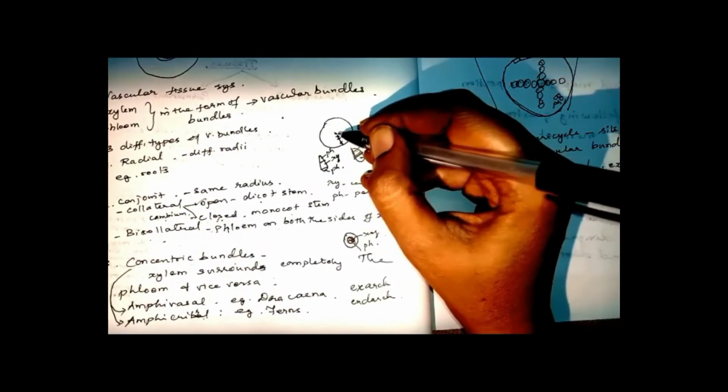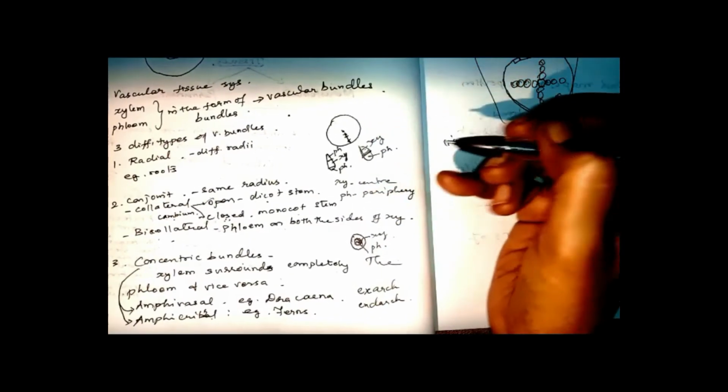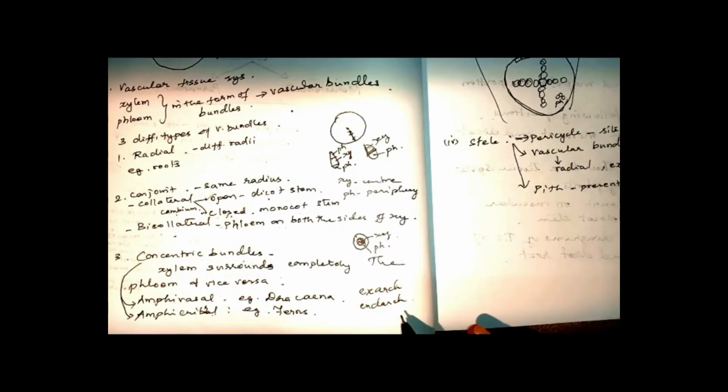When the protoxylem is towards the center, we call it endarch, and when the protoxylem is facing towards the periphery, we call it exarch. So exarch is present in roots and endarch type of xylem is present in stem.